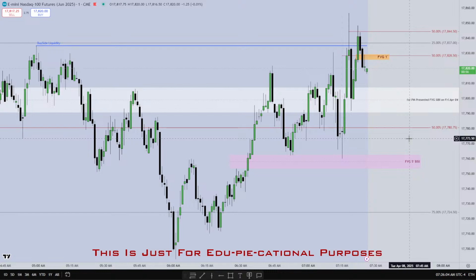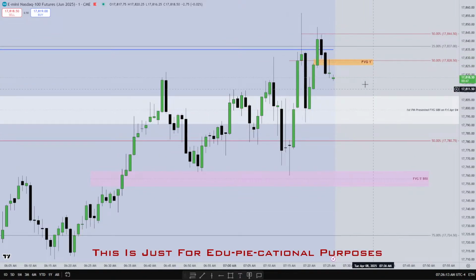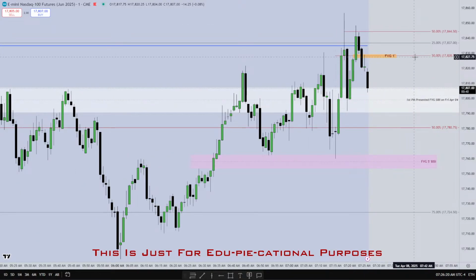The new candle opened with a volume imbalance. Should we mention this volume imbalance here or no? Let's see how this candle is closing. Sorry for this error. Going lower and lower. Very nice. So far we have a good reaction from the first buy side liquidity.